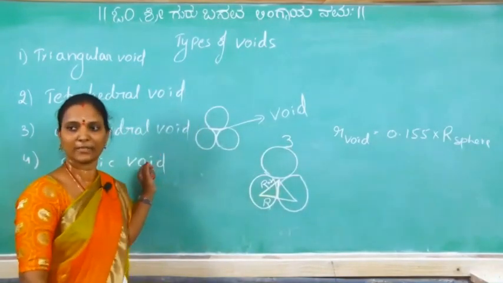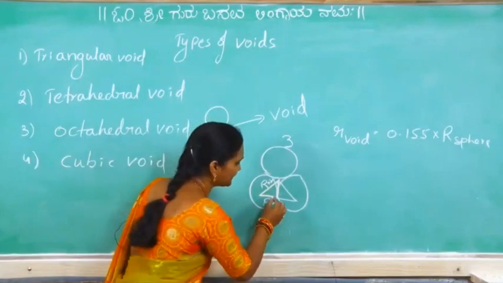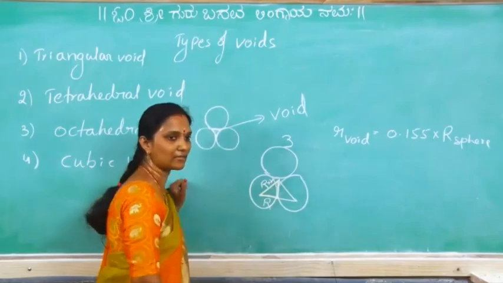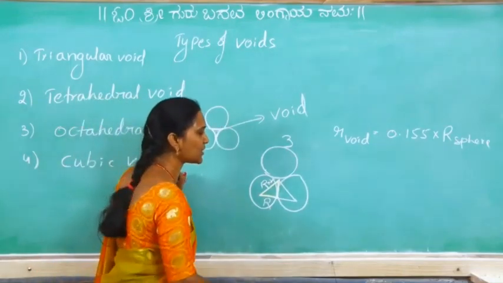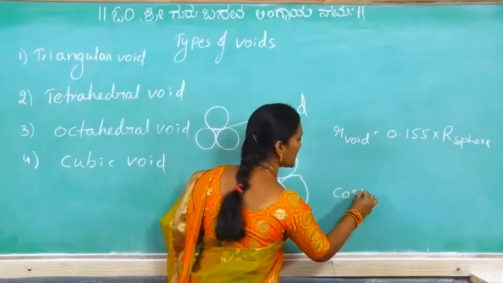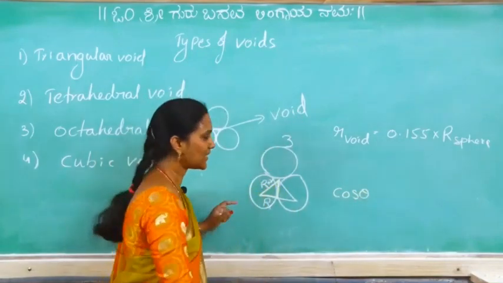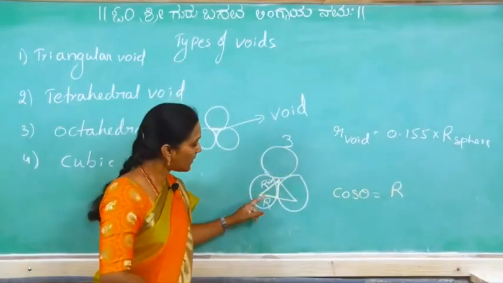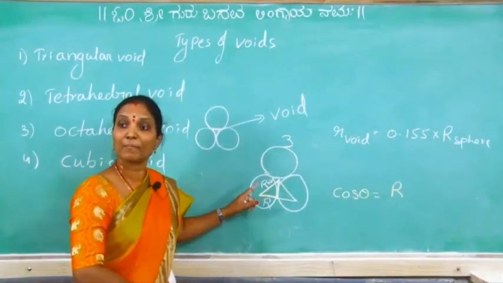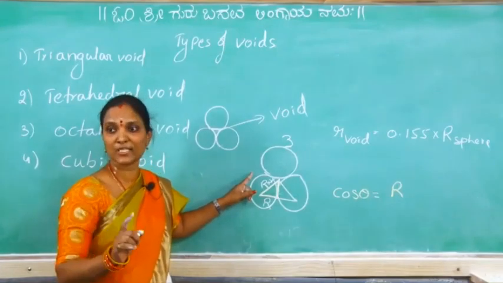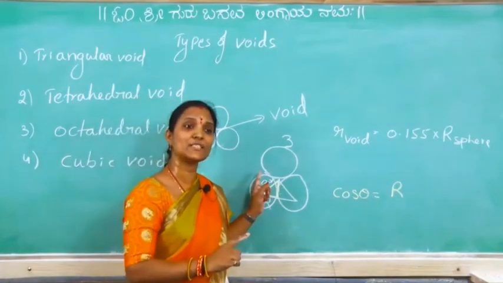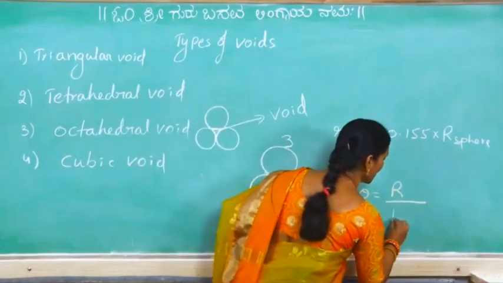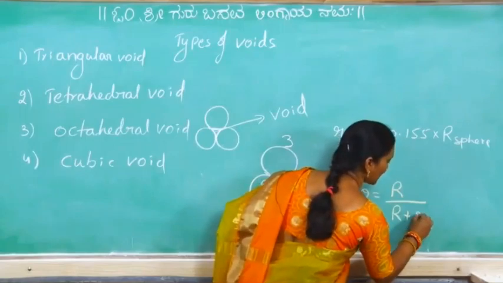Like this. Now here, this is R, this is R plus r. Now this angle, we can use cos theta. Cos theta is equal to adjacent by hypotenuse. Opposite by hypotenuse, sin theta. Yes or no? In mathematics you learned that. Now R by R plus r.